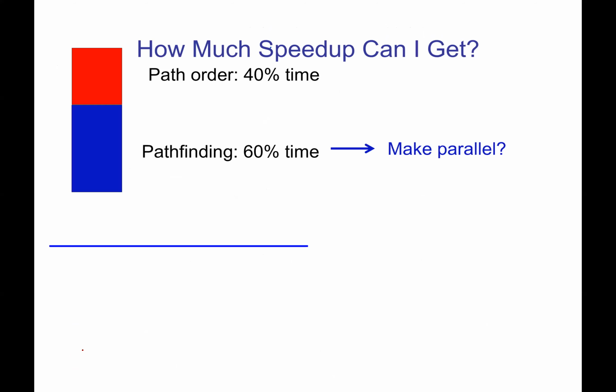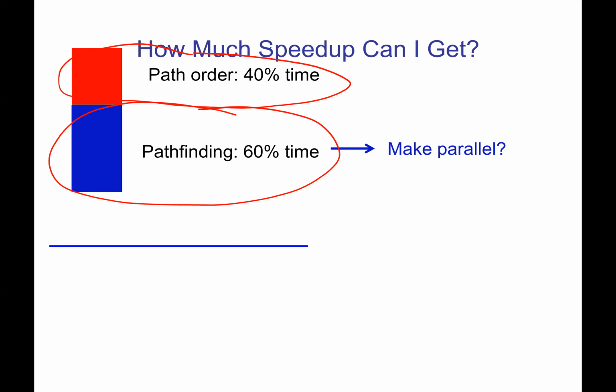Okay, so let me do a quick poll. How much speed up can I get? Let's say I've written my milestone 4 and I spend 60% of my time doing pathfinding. I do that at the start. I figure out all these travel routes between all the destinations, all the best paths. And then I spend 40% of my time trying to reorder my delivery order to get a better solution. So if I look at this, pathfinding takes most of my time, so I should always work on the biggest CPU time first, if I can. So let's make that parallel. How much speed up could I possibly get?